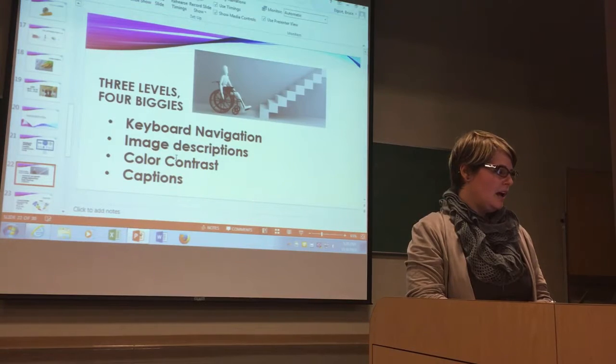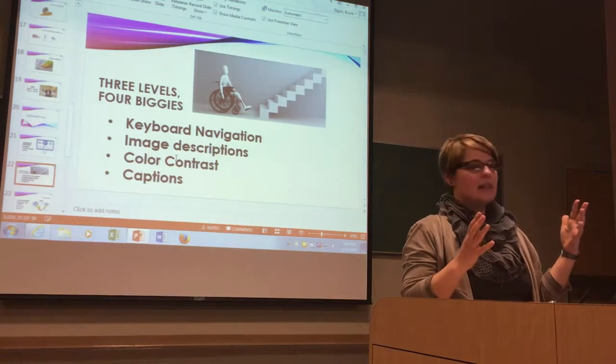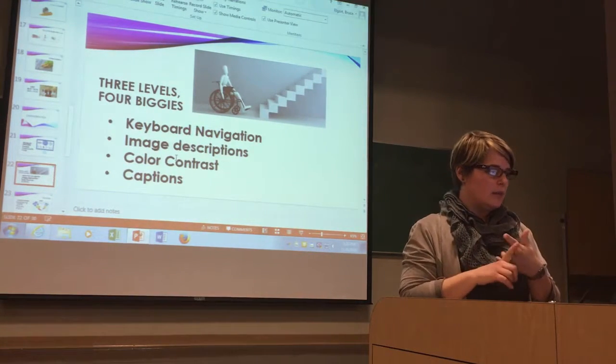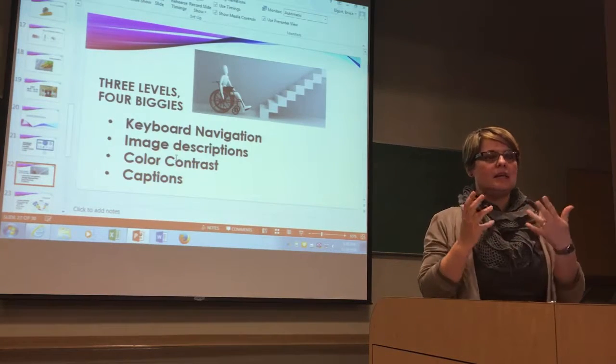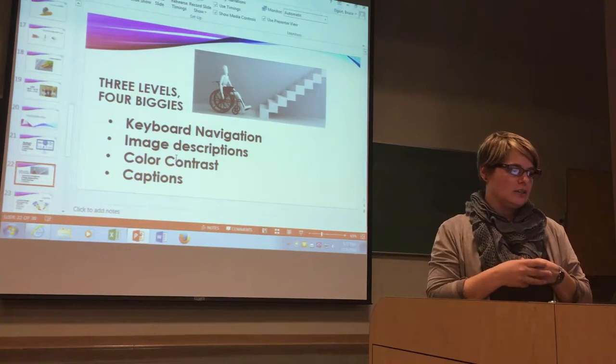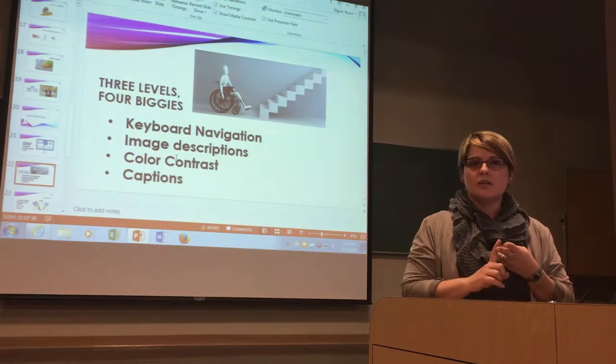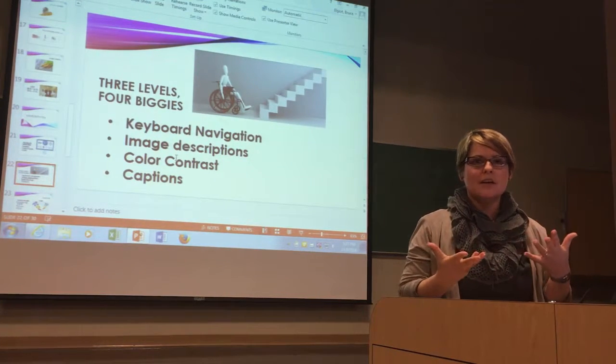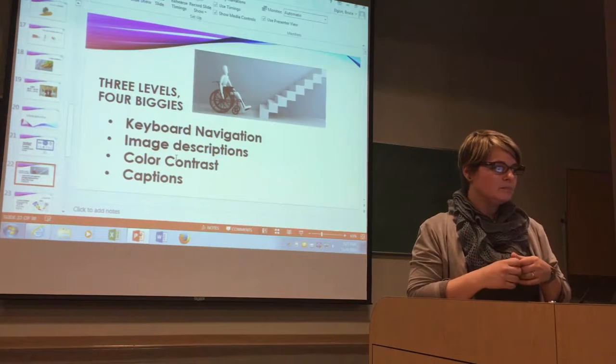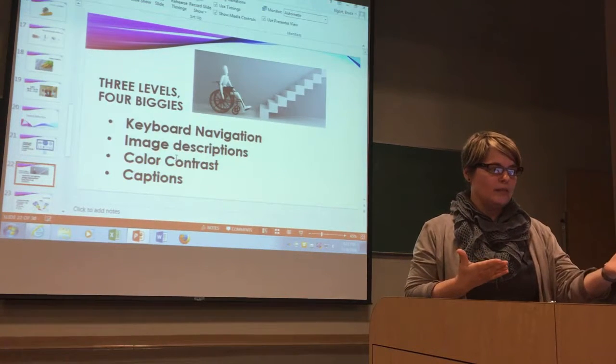That's the best way. There's 3 levels, like I said, A, AA, and AAA, and then there's 4 things that you'll kind of see throughout these standards. Keyboard navigation, like you saw the video demo of. Image description, so actually putting a description with an image, describe what this slide has.